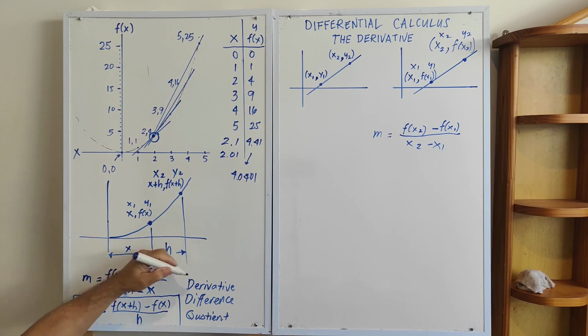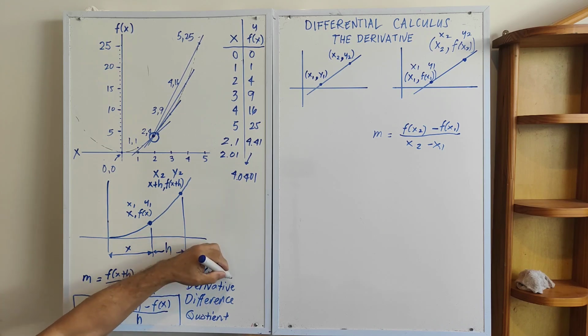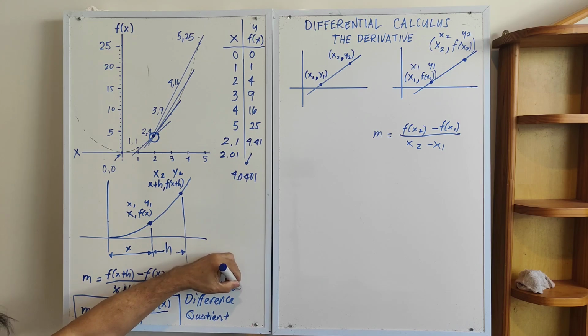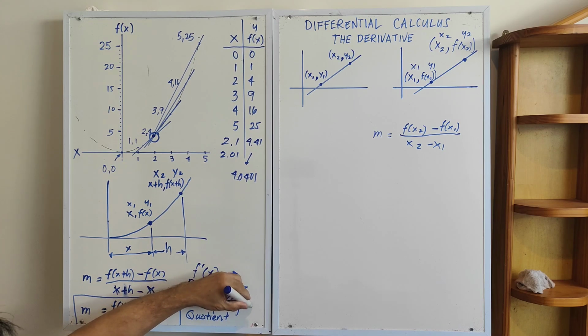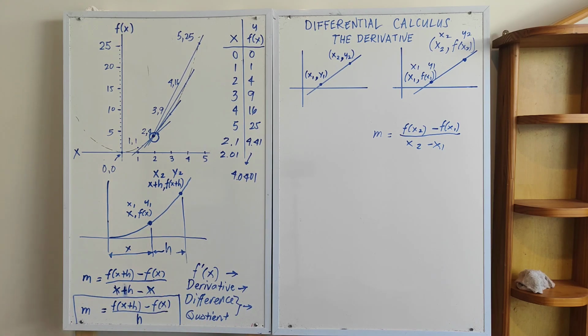Another term is the function f prime of x. So you can either use this one or this one or this one. Let's just use this one as a shortcut. So you can now find the slope of any curve using the difference quotient.